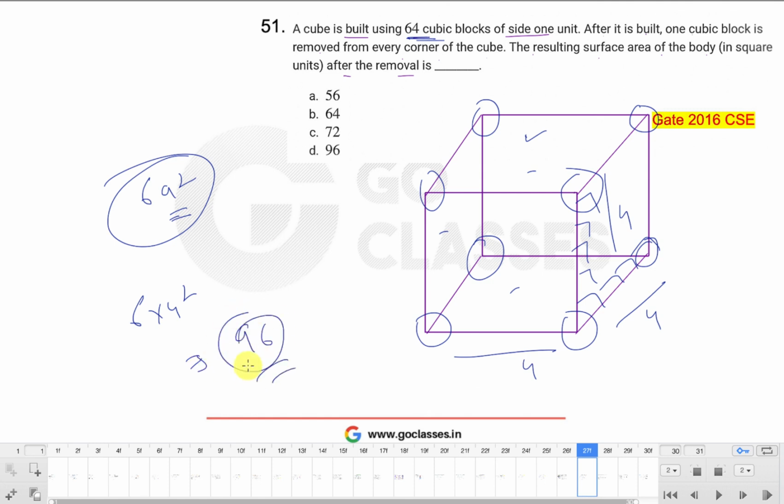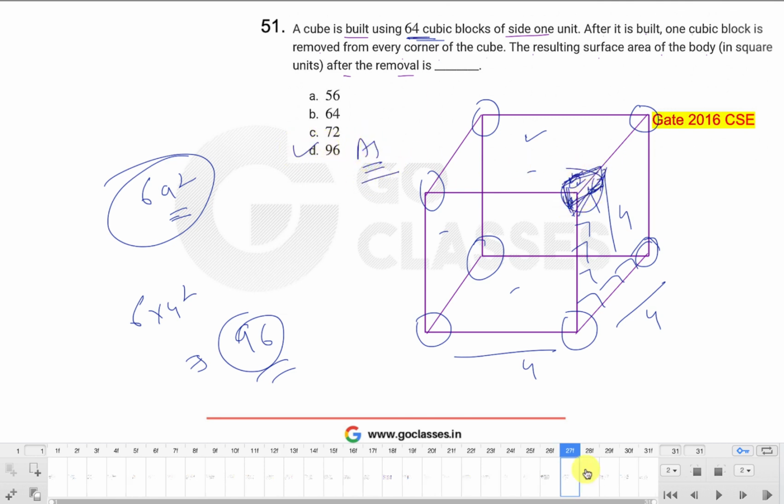Now understand one thing. Will the area be changed? You removed a cube here. You remove a cube from here. It means you remove 3 surfaces. But when you remove the 3 surfaces, the next 3 surfaces will be visible. So the total surface area will be the same, because there will be no change in the surface area. If the 3 faces of a small cube are removed, then other 3 faces will appear. So the surface area will not change. This is the answer. Next question.